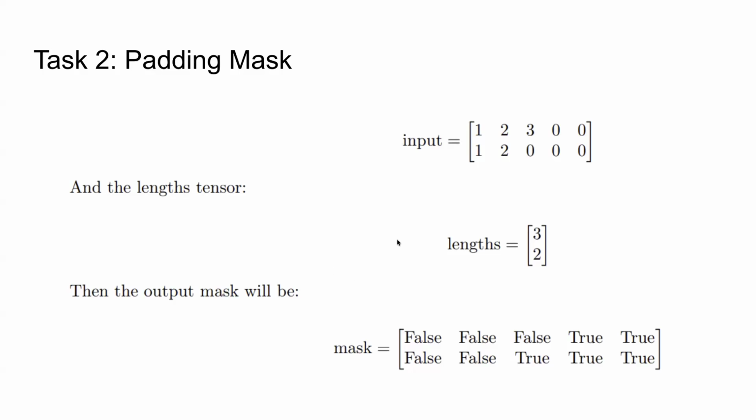To this function, there'll be two inputs. One is the actual input and one is the length. The numbers in length indicate the length of the actual input. For example, the first value in length is 3, which means the first three values are the actual input. The other two are the pad tokens. The second length is 2, which means that the first two numbers are the actual input and the others are the pad tokens, which we don't need to attend to. And you need to generate the mask based on this.